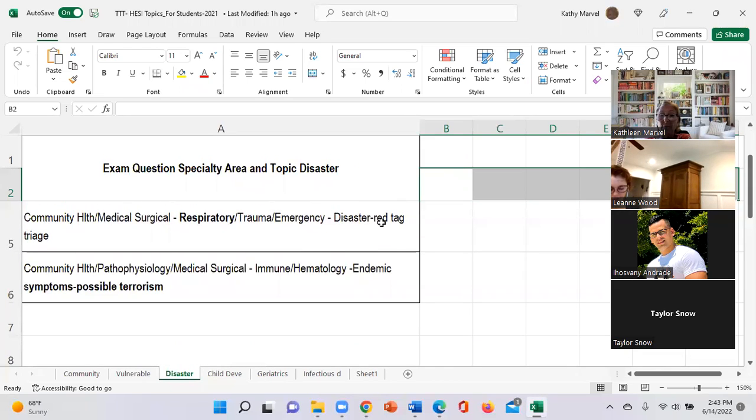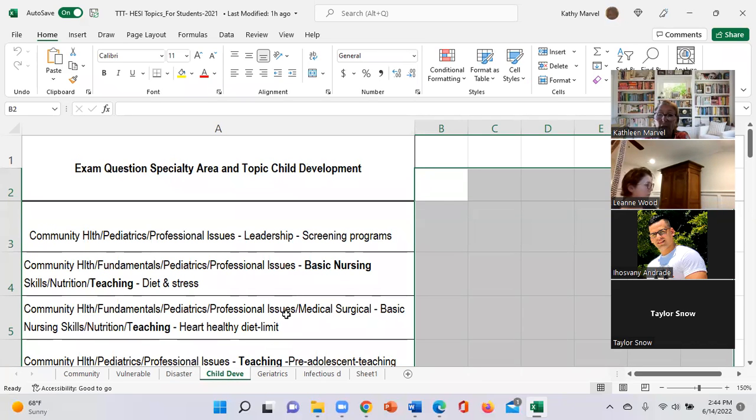And then your tags, here's your disaster tags. And then possible terrorism, that's in your study guide as well. Talked about terrorism and bioterrorism, so that's covered in your study guide. Then child development. They're asking about screening programs, maybe what kind of programs you screen for in the kids. I don't know, height, weight, BMI, vision, hearing, maybe scoliosis.